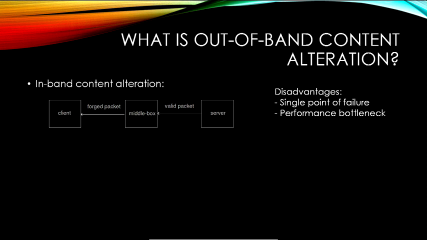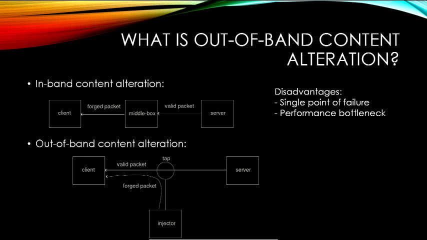So this is why they prefer doing an out-of-band content injection, which is simply placing a tap or a port mirror in line, which copies the whole production traffic to an injector, which decides when to send the forged packet. The forged packet is simply sent as if it was a legitimate part of the TCP connection.